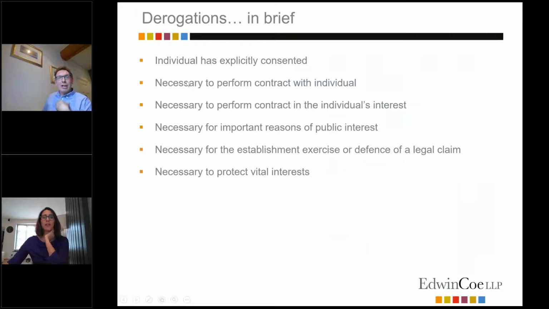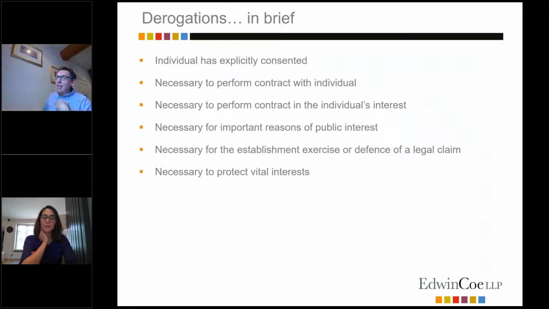I've tried to summarize some of the derogations there. The first one is consent. As you'll probably all know, consent gets a fairly high bar in the GDPR, and explicit consent an even higher bar. So I must say, in my experience, I've rarely seen consent used as a derogation. I suppose it's a possibility, but I would say it's very difficult to take advantage of.